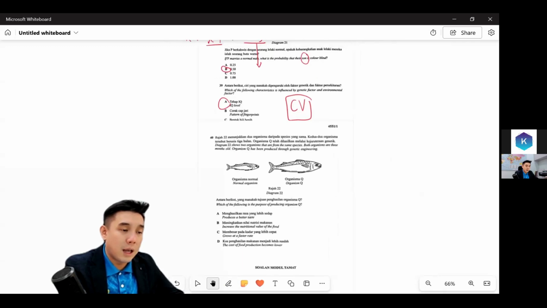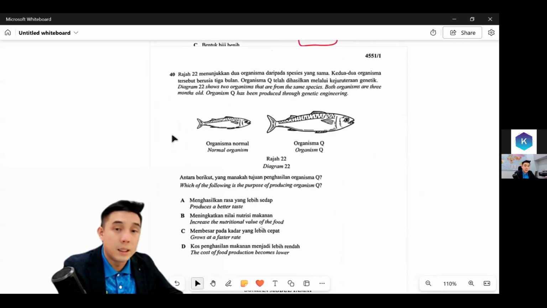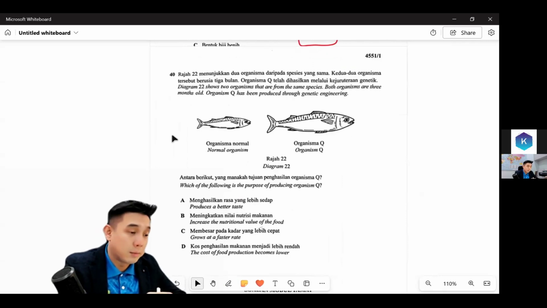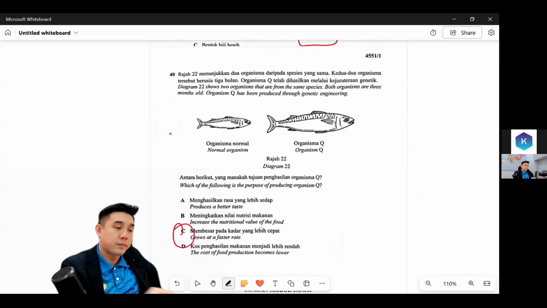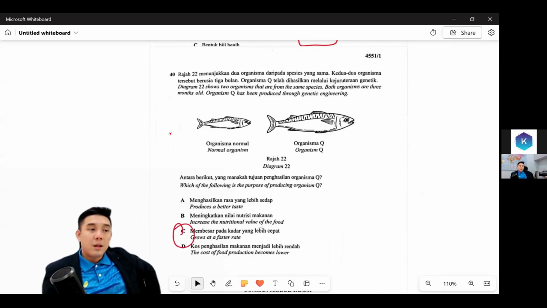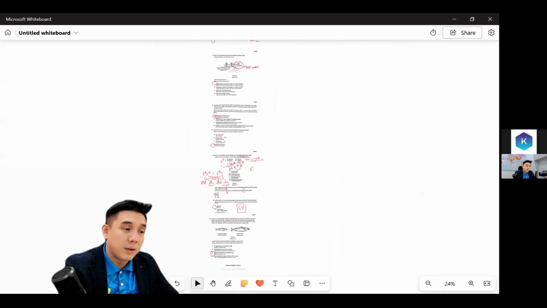Okay guys, last question for today. This is a super salmon. 40 is showing you a super salmon. Which of the following is the purpose? Grow faster. Okay, all right guys, that's it for our Paper One.